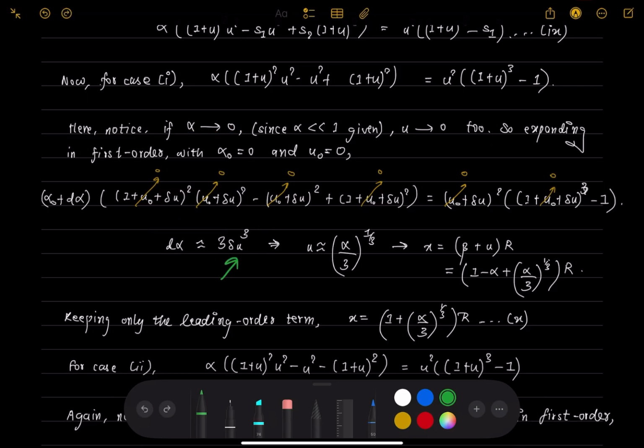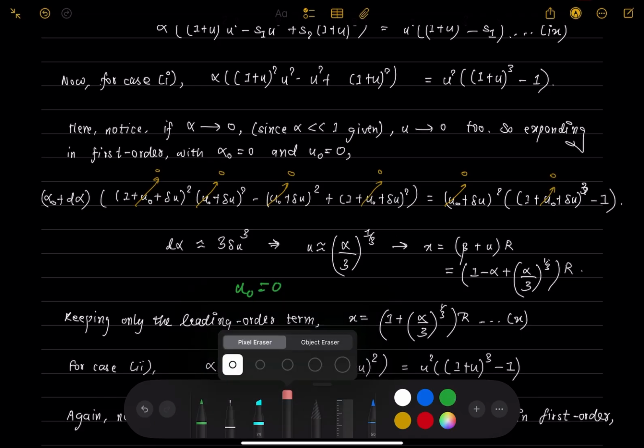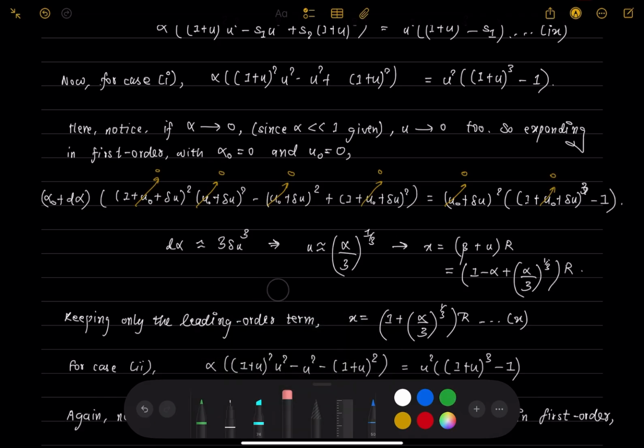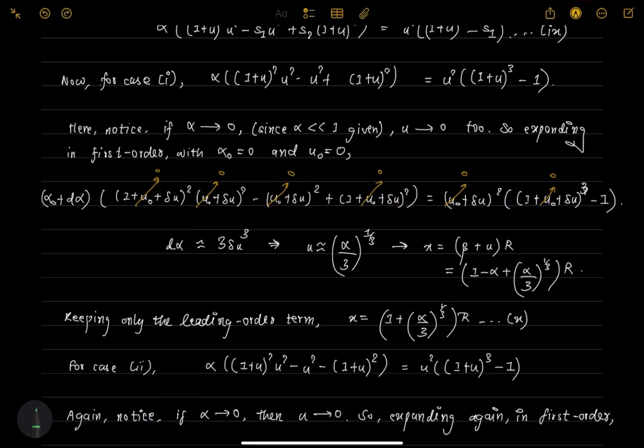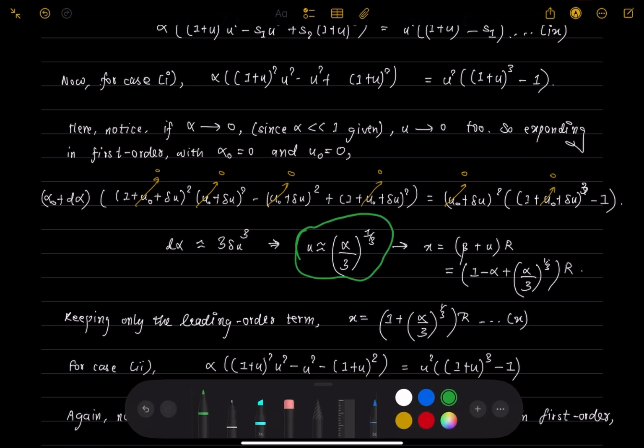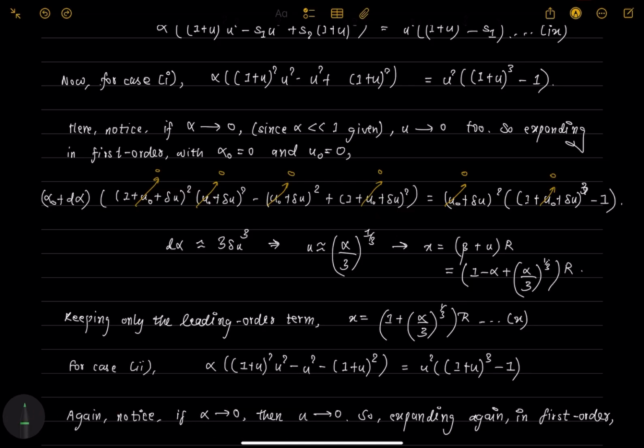The small change in u is also the value of u, because u naught is 0. The point where we're expanding for u is 0. We can obtain the value of u as a function of alpha, right? And the small deviation in alpha is also the value of alpha, because where we started from is 0 in the first place, right? So once we have the value of u with respect to alpha, then we can find x, because x we parameterized in terms of u.